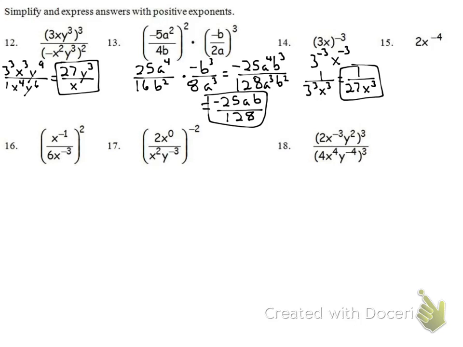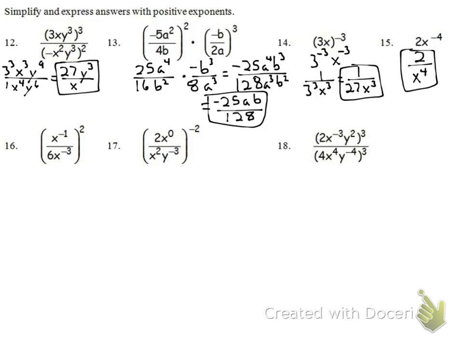Number 15, we need to be careful because it's very close to 14, but the 2 does not have the negative exponent. So I would actually just move the x underneath, so it would become 2 over x to the 4th. Different thing than 14. You've got to pay attention to those parentheses.